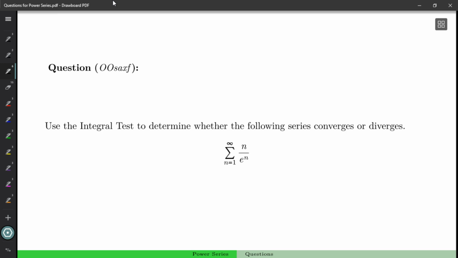Use the integral test to determine whether the following series converges or diverges. So we are adding up the sequence n over e to the n. Alright, so what shall we do here? Okay, so the series is the sum from n equals 1 up to infinity of n over e to the n. Now we need to use the integral test.